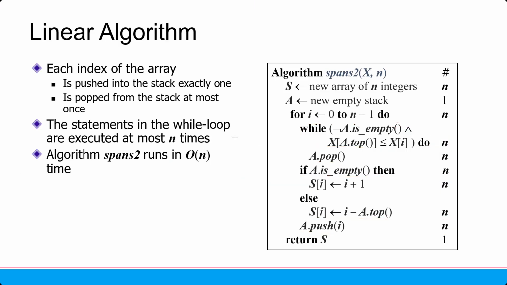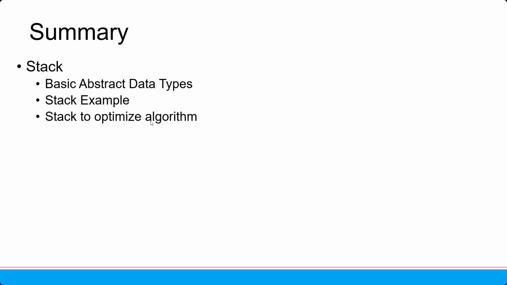So when you use the stack, the statements in the while loop will be executed at most n times. So we have span 2, which is O(n), because we have only one for loop, and the while loop uses the stack, with operations of 1 and 1. So that's how we can use the stack to make the algorithm more optimized.